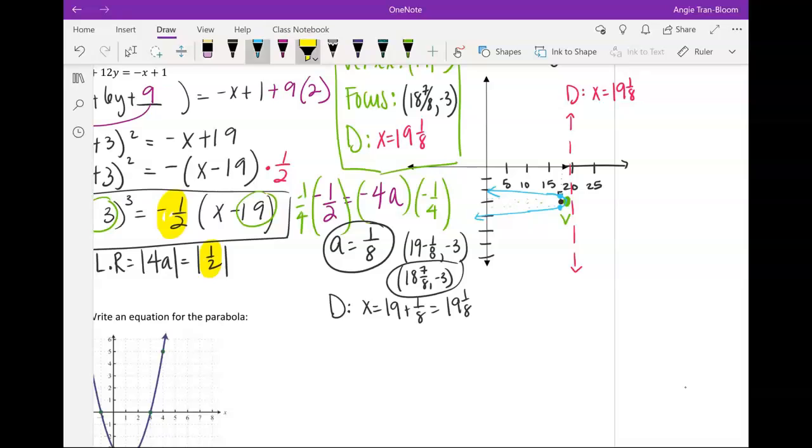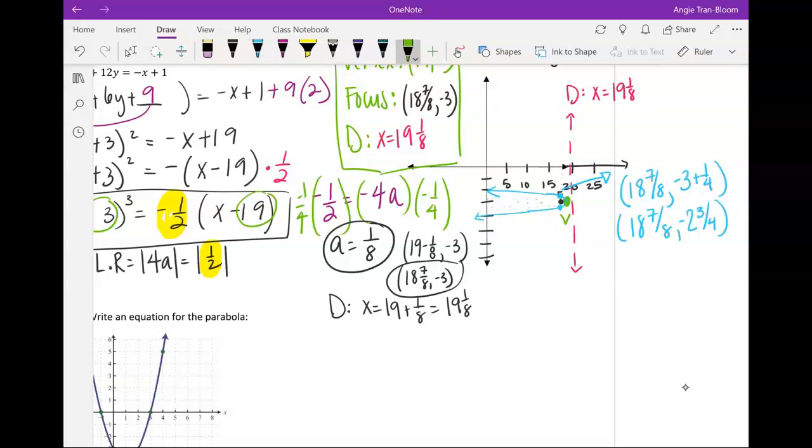So if I ask you to find the latus rectum point on the top here, then we're going to take, remember, the y value of the focus. So the x value should be exactly the same. The y value is -3, and we're going to add a quarter. Of course, we simplify. So 18 and 7/8, comma, -2 and 3/4 is the top point of that.